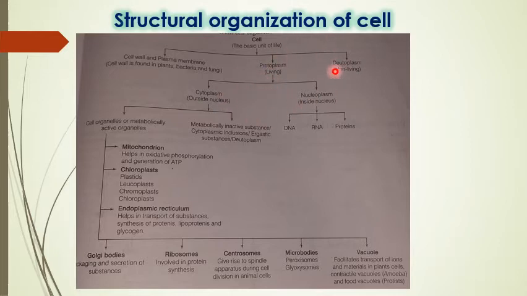So we are going to discuss protoplasm. Protoplasm is living, and there are two kinds: first, cytoplasm and second, nucleoplasm. Cytoplasm is outside of the nucleus. Suppose there is a cell and in the center there is a nucleus. Many organelles are present inside the cell, such as mitochondria, chloroplast, endoplasmic reticulum, Golgi bodies, ribosome, centrosome, and vacuole.